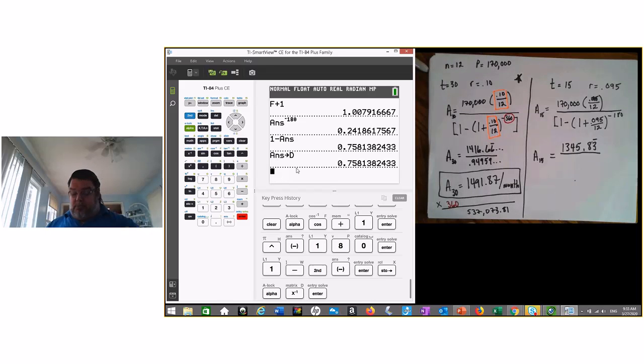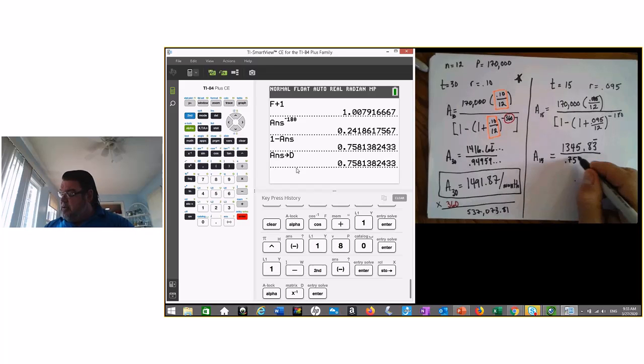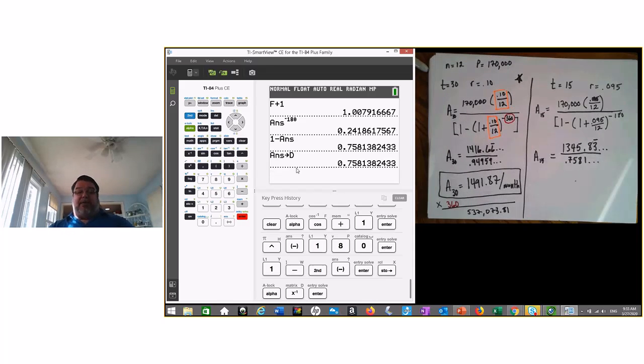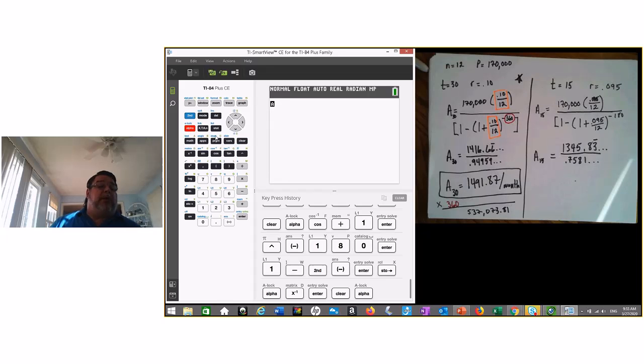All right, so that is 0.7581. Because you don't want to cut them off, that's why the calculator is so important. You don't have to cut things off if you know how to use your calculator. All right? So, clear, alpha N divided by alpha D.